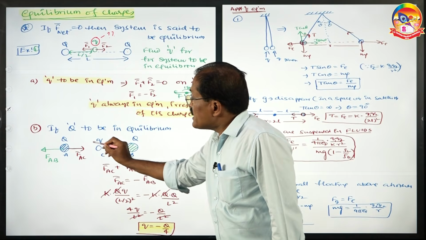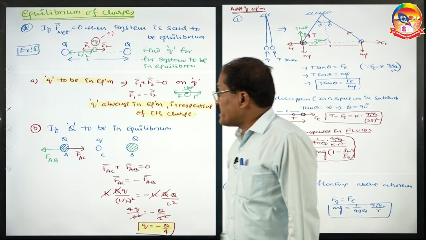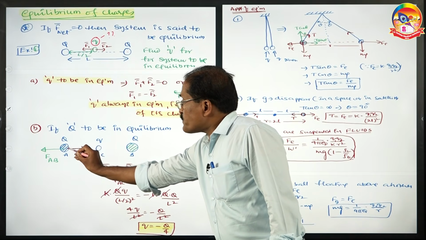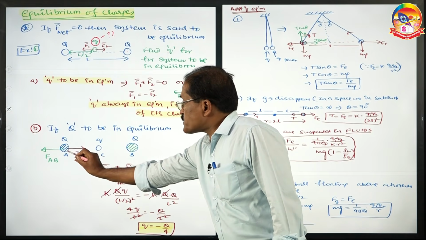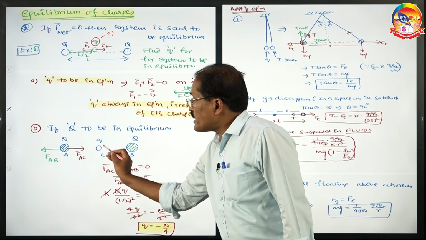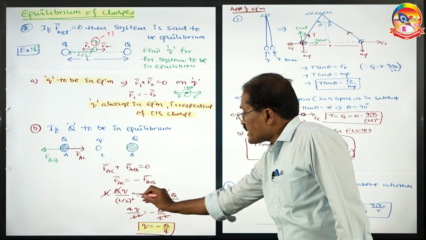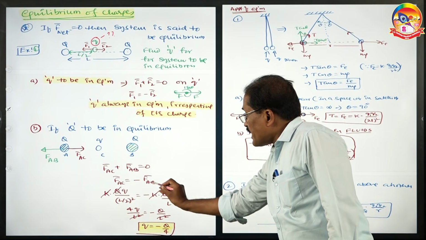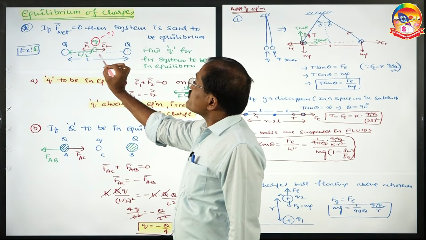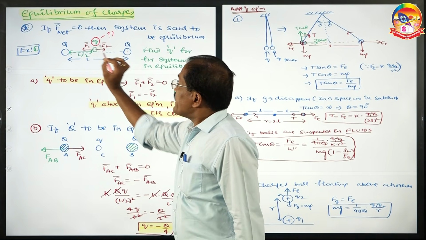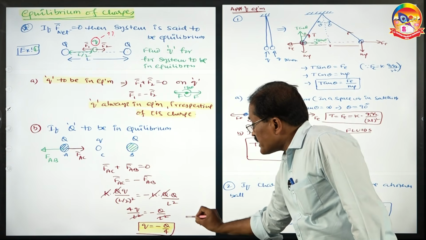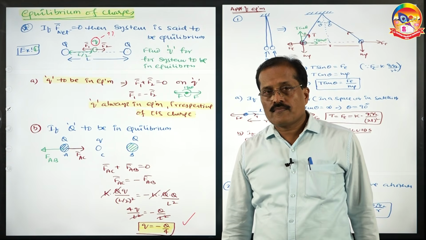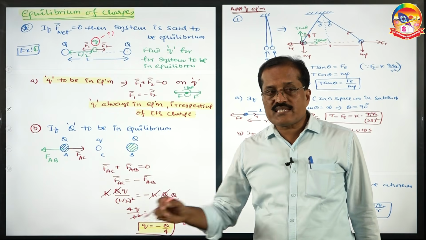Now the second one: if this is also to be taken in equilibrium, the net force on this must be equal to 0. The force experienced by A due to C and the force experienced by A due to B must be equal and opposite. Substituting the forces between A and C and between A and B that I calculated, ultimately you are going to get small q equal to minus q by 4. Okay, we got that position as well as the charge.